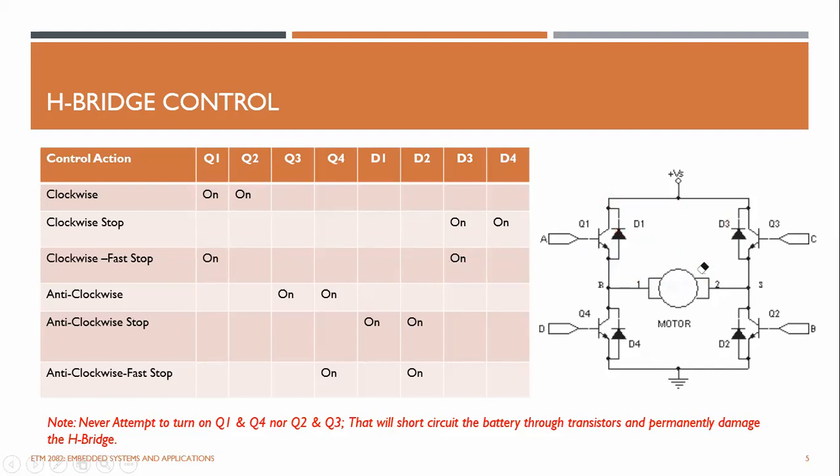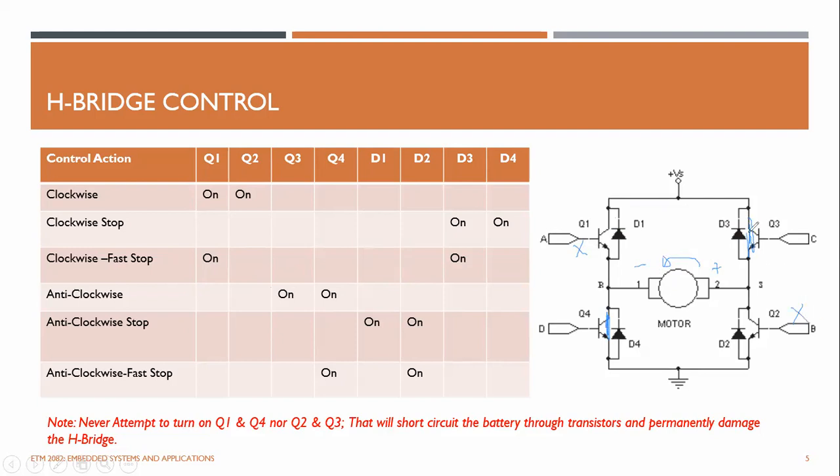Right. So the anti-clockwise operation is entirely opposite to what I have discussed. So if you want anti-clockwise, you have to provide plus here and minus here, right? So they need to rotate in this way. So in that case, you need to turn on Q3 and Q4. Q3 is turned on, so it is short circuiting, and Q4 is turned on. And these two are turned off.